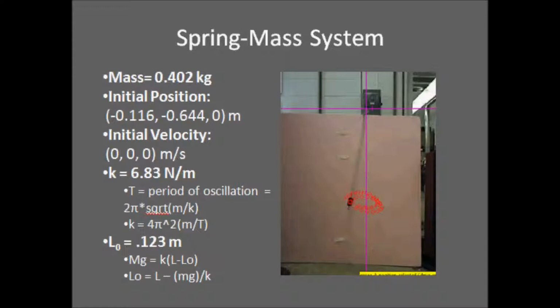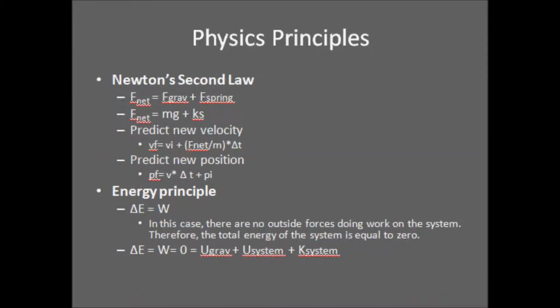After analyzing the video, I calculated the spring stiffness to be 6.83 newtons per meter by manipulating the period of oscillation equation and solving for K. I then used this value to solve for the relaxed length of the spring, which came out to be 0.123 meters. The two main physics principles used in this lab are Newton's second law and the energy principle.